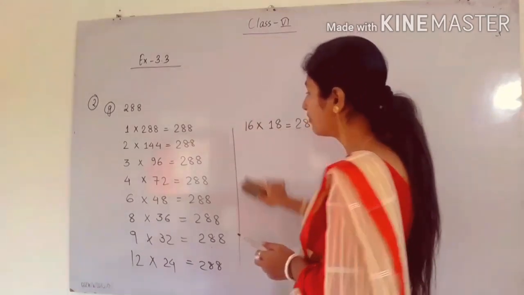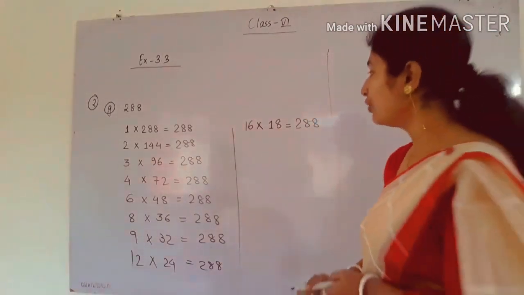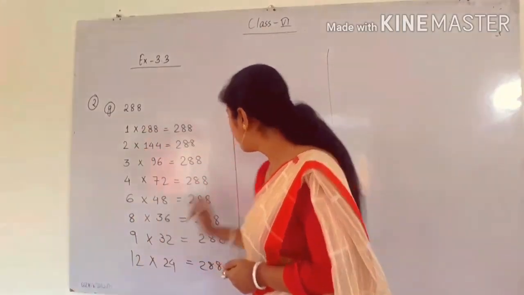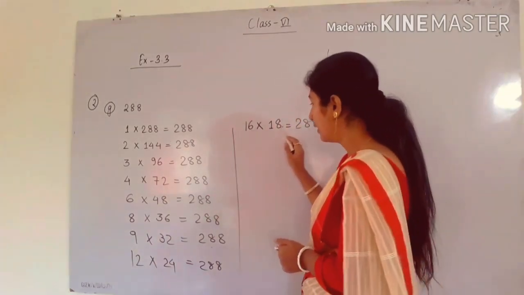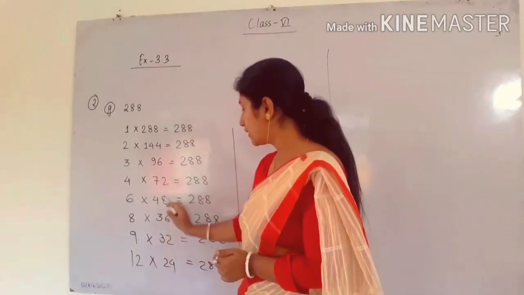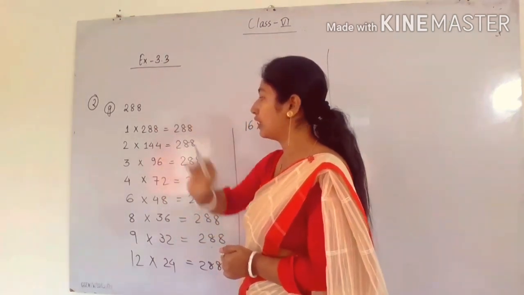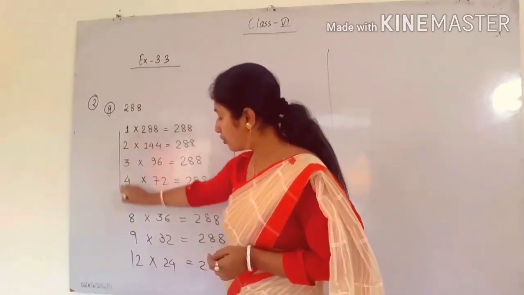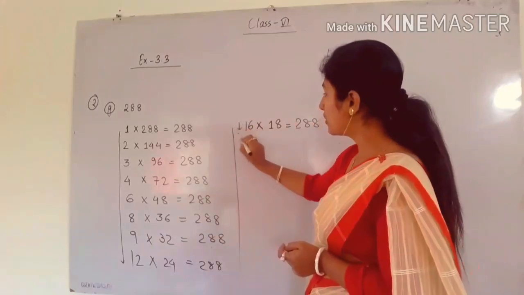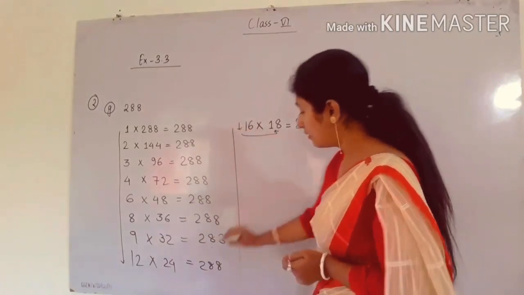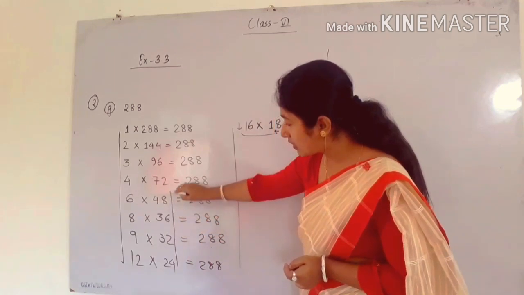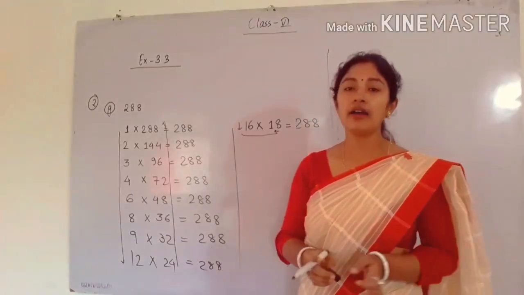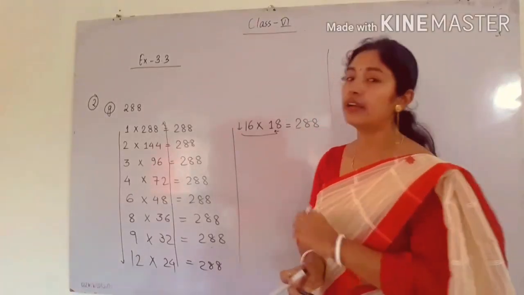Okay. So what will be the factors of 288? You can start from here: 1, 2, 3, 4, 6, 8, 9, 12, 16. Then start from here: 18, 24, 32, 36, 48, 72, 96, 144, 288. Okay, got it? How you have to write: 1, 2, 4, like that you have to go up to this much. Then start from 18, 24, 32, 36, 48, 72, 96, 144, 288. These are the factors of 288.